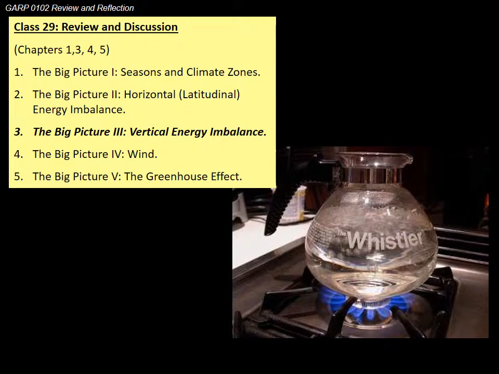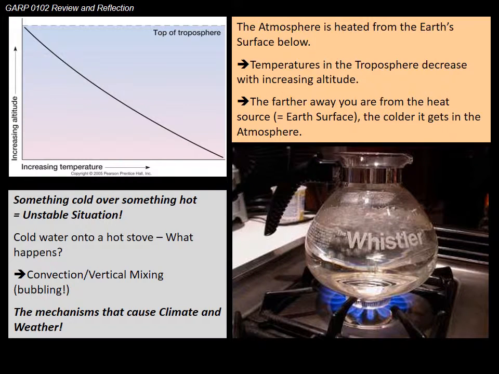Now, the vertical energy imbalance. This is this idea of having boiling water, if you will, putting a pot of water over a hot burner. And that's pretty much how it works in the atmosphere. The atmosphere is heated from the Earth's surface. So the sun doesn't heat the air. The sun heats the surface of the Earth, and that hot surface heats the cold atmosphere. Therefore, it gets colder the higher you go in the atmosphere. The farther you are from the surface of the Earth, which is the heat source, the colder it gets.